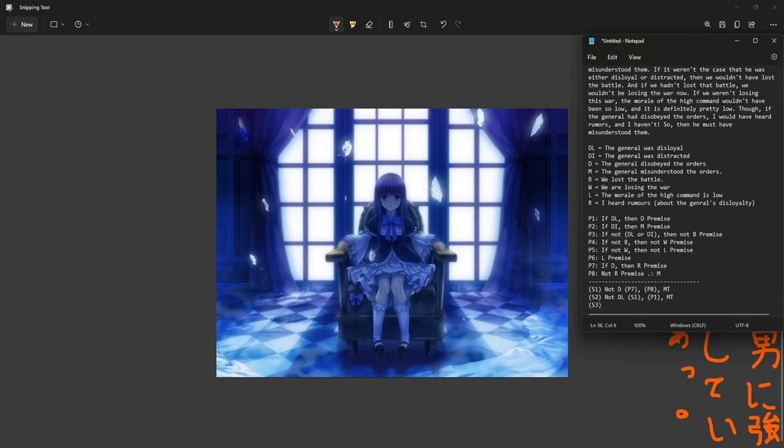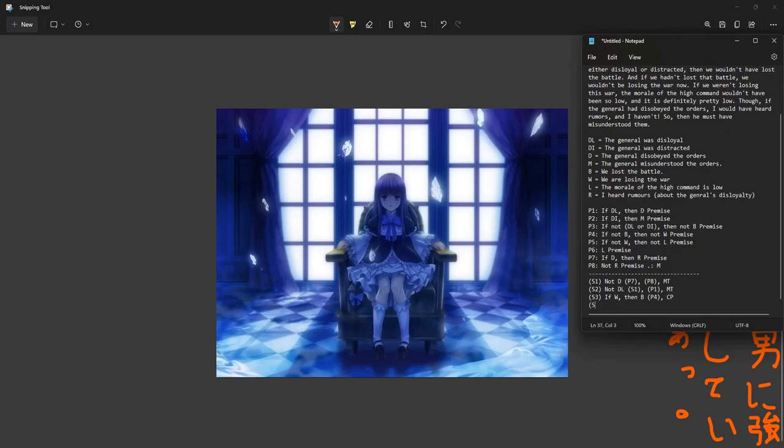S3 would be if W, then B, which is P4, and we're doing CP for that one. Don't worry, this one doesn't come with a jail sentence, so don't worry about that one. The next one will be S4, which is if L, then W. Same thing as before. It'll be S4 would be P5, comma, CP.